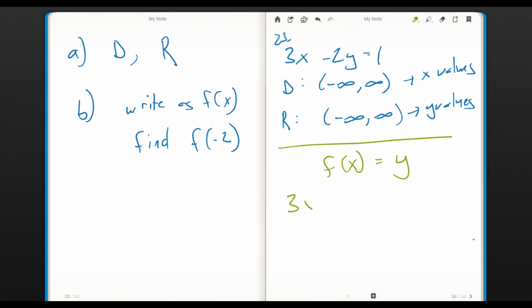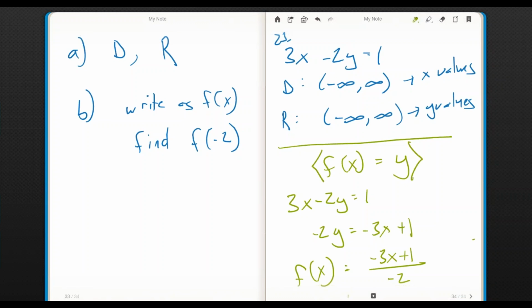So if I take 3x minus 2y equals 1, and I subtract 3x from both sides, and I divide both sides by 2, I could do it like that. I could make it two separate fractions if I want to. Then to write it in function notation, I just take away that y and make it f of x equals, because y and f of x are nicknames.